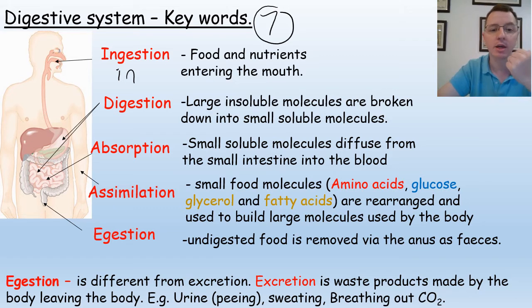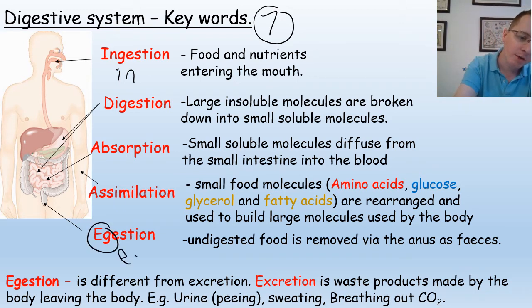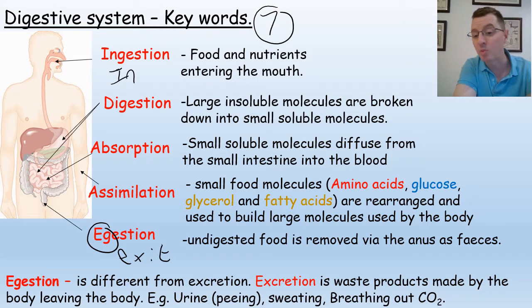So ingestion. And if food and nutrients are entering your body, of course, you have to have some waste leaving your body. And that's called egestion. So how do you remember this? Well, ingestion is when we go in, and egestion is when we exit, and go out. So egestion is undigested food, which is removed via the anus as feces or poo.